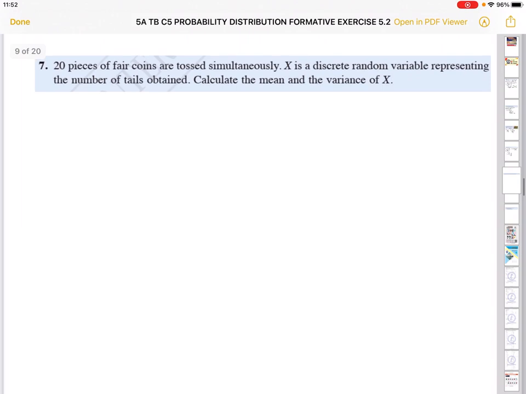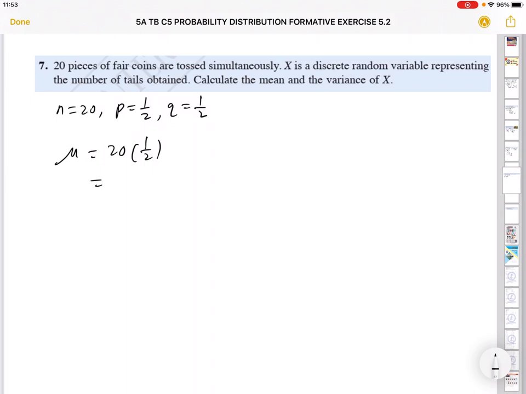So this question is rather similar and rather simple, I would say. You have 20 pieces of fair coin. You toss it simultaneously, right? So n is 20. Fair coin, the chances of you getting tails will be the same as head, which is 1 over 2. Your q is also 1 over 2. You want to find mean. Mean is np, 20 times 1 over 2, which is just 10.